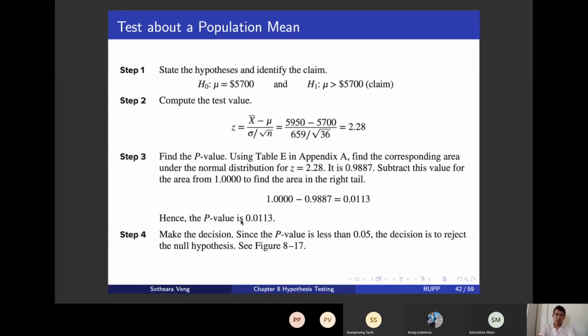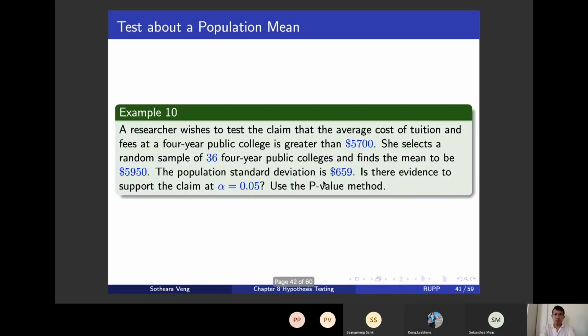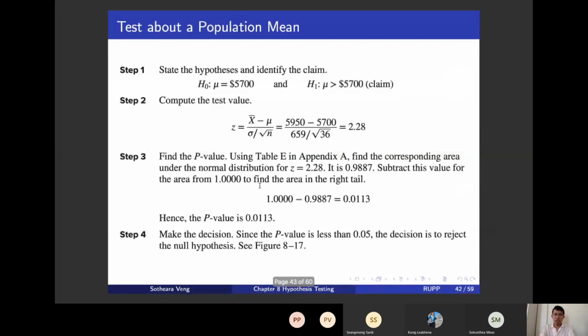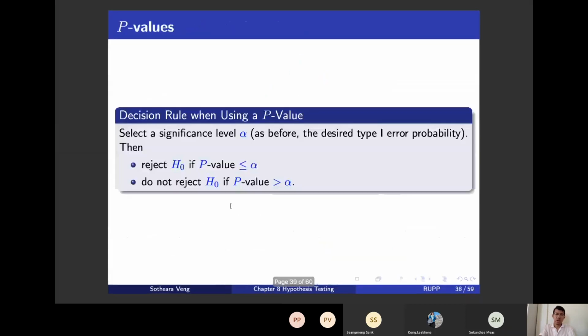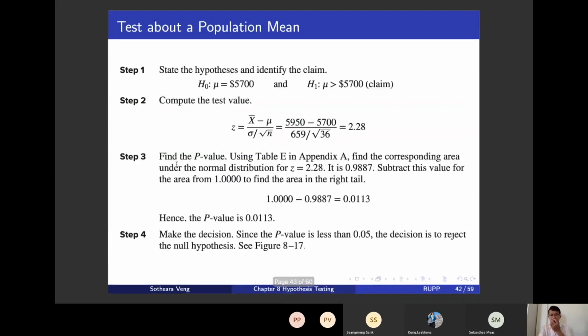So now you found that the p-value is 0.011, and the significant level you chose beforehand is 0.05. So in this case, your p-value is less than the significant level. When it's less than, you have to reject the null hypothesis, because based on the decision rule, when the p-value is less than the significant level, you have to reject H0. So this is your decision: you have to reject it.